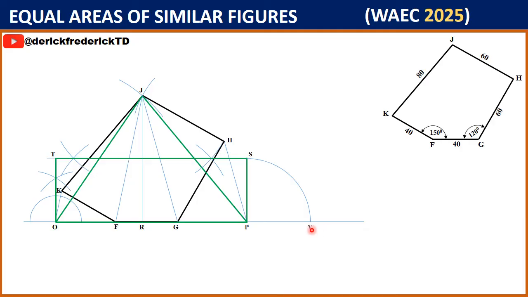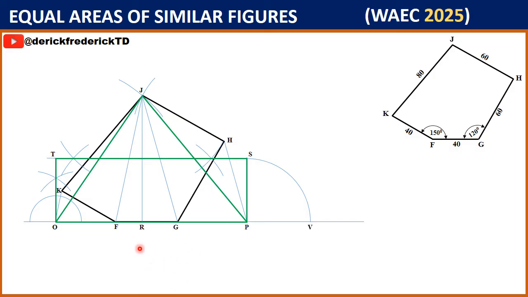Call this point V. Now take a look at this line OV. We are going to bisect the line OV. To do so, you put the needle at O, stretch more than half of the line OV, and draw an arc on the top and an arc at the bottom with the same radius. Then you put the needle at V and cut the arc both at the top and the bottom.